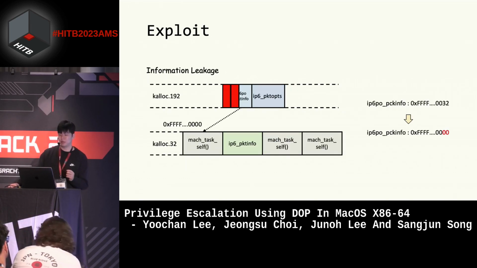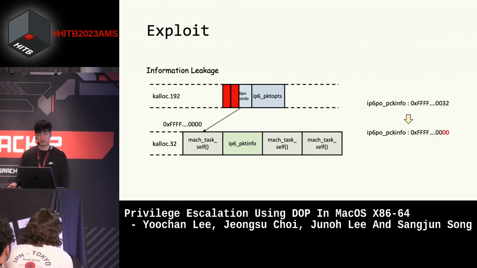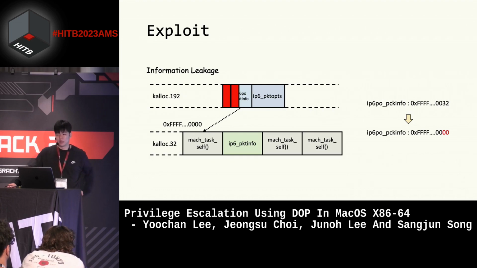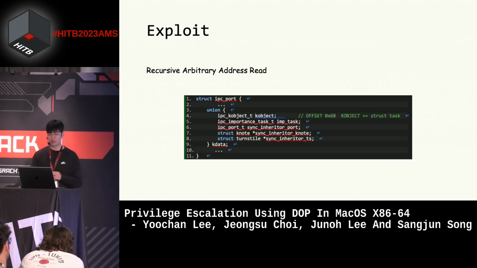Since IP6 PO packet info lives in the kalloc 32 zone, we spray the mock task self object on the kalloc 32 zone, then overflow 17 bytes to overwrite the first byte of the IP6 PO packet info pointer. If the overwritten pointer points to the mock task self object, we can leak the port address. After leaking the port address, now we can fully override a pointer for arbitrary address read.